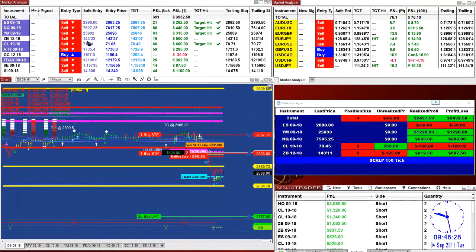You are very welcome to copy those numbers. As an example, we have an entry on the ES, 2893.25, target 2887.75. On the pullback re-entry is 2896. It is all done automatic. You don't have to do anything.